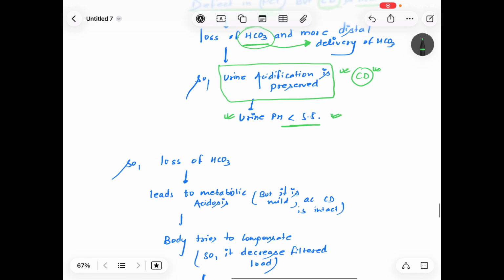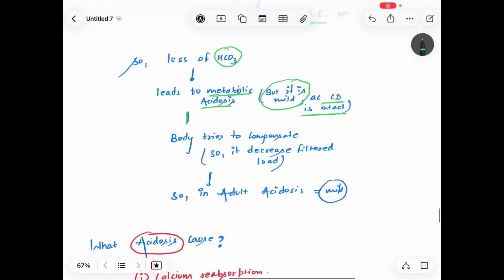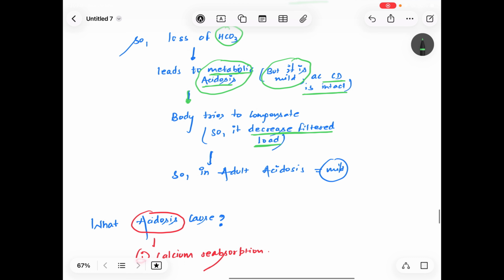Now the loss of bicarbonate leads to metabolic acidosis, but the acidosis is mild. Why? Because the collecting duct is intact, which is responsible for the acidification of the urine. And our body also tries to compensate this metabolic acidosis by decreasing the filtered load. So overall, because of these types of mechanism, in adult or in child, the acidosis is very mild.